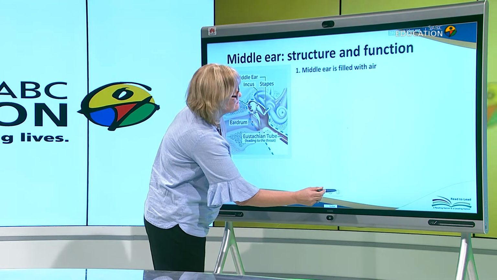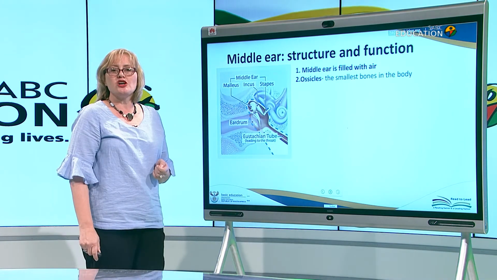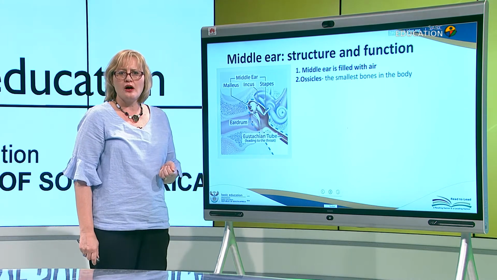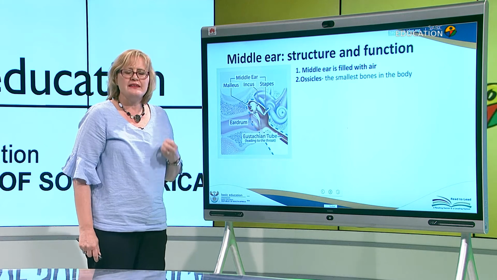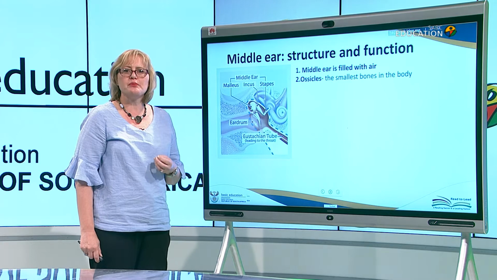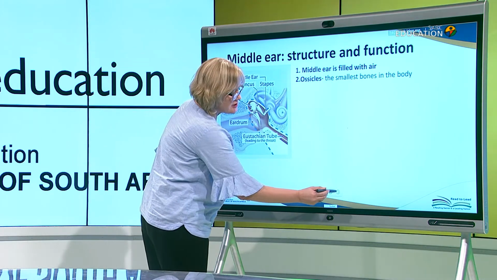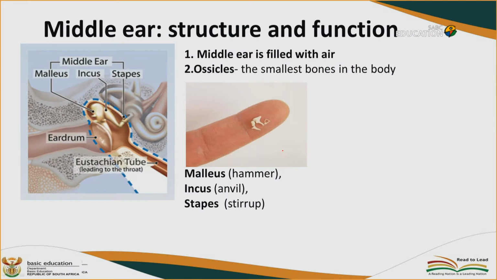Now, those 3 little bones are called the ossicles. And ossicles is a term that's used for very small bones. These bones are extremely small. They are the smallest bones in your body. They can actually fit onto your fingertip. Just have a look at that picture there, that photo there. You can see how small they are and how cute they are.